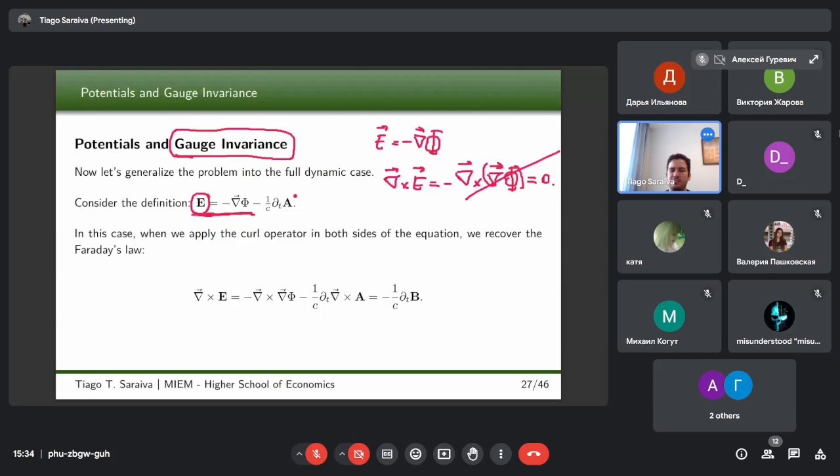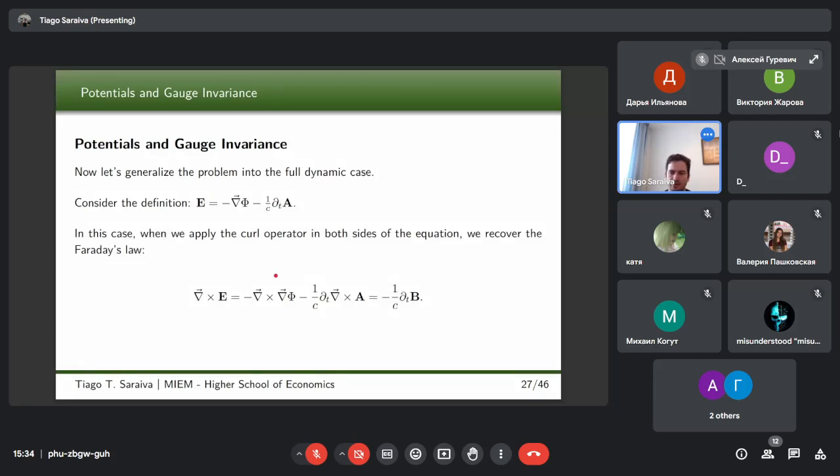The point now is, let's try to make some modification and add here this minus 1 over c time derivative of A. In this case, let's take, for example, this expression here. When you take rotor of E, it will be rotor of the gradient, which is automatically 0, plus the time derivative of this thing, which will be minus 1 over c time derivative of B, because rotor of A is B. This is B, as we defined before. It means that we recover Faraday's law, not in the static regime, but in the dynamic regime.